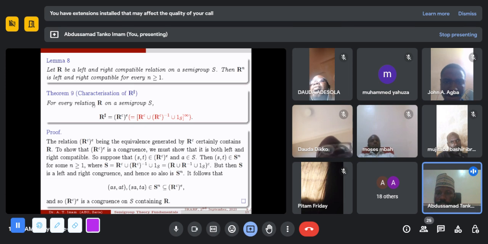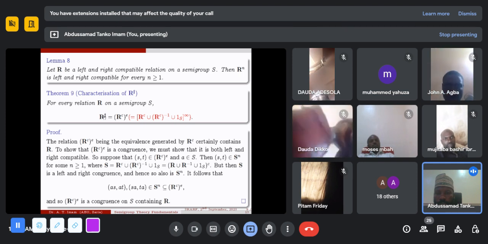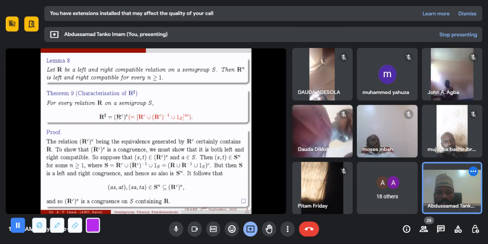And then we now have a characterization of R sharp. R sharp is the smallest congruence relation containing R. In other words, it's the congruence on S generated by the relation R. So if you have any relation whatsoever, with no condition attached, on the semigroup S, then the smallest congruence relation containing R is equal to the equivalence generated by RC.